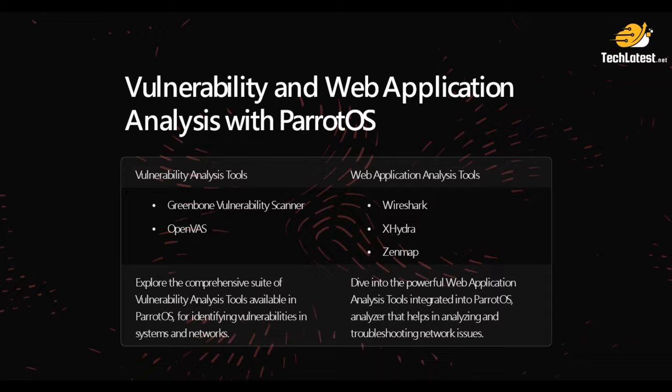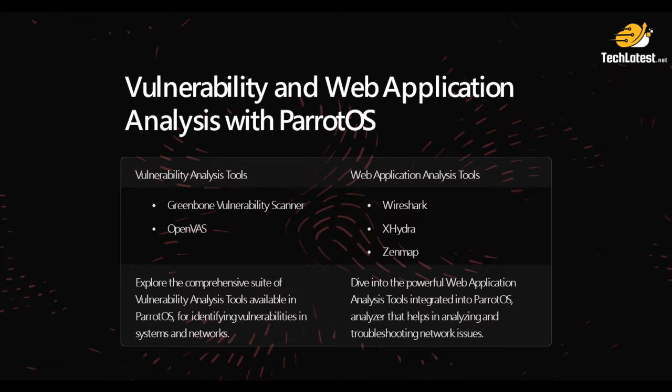This is not a demonstration lecture. Basically, we will be talking about a deep overview of vulnerability assessment and web application analysis with ParrotOS. What is vulnerability analysis, what is web application analysis, and what are the various tools you find in the ParrotOS ecosystem that you can use for vulnerability and web application analysis. I will also show you some important resources for learning vulnerability and web application analysis with ParrotOS in a well explained process.